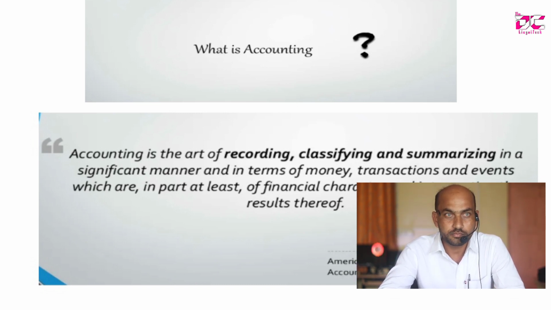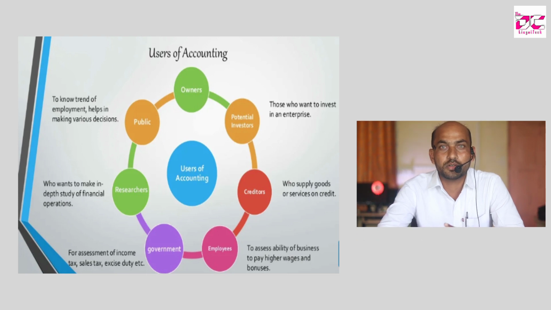After that, we look at the users of account. How many users of account are there? First, the owner of the business. That person knows about the account at the end of the financial year. It means at the end of the financial year, the businessman knows the financial position of the business, and according to that they will plan the financial budget, right?